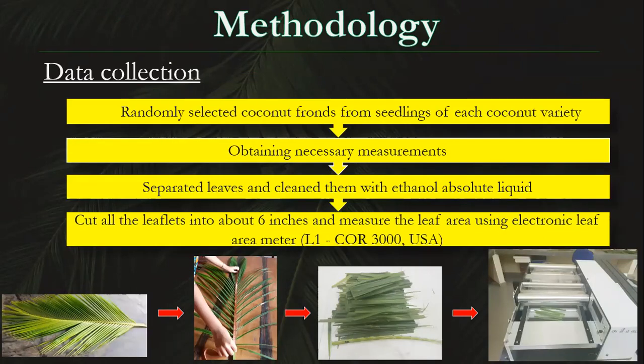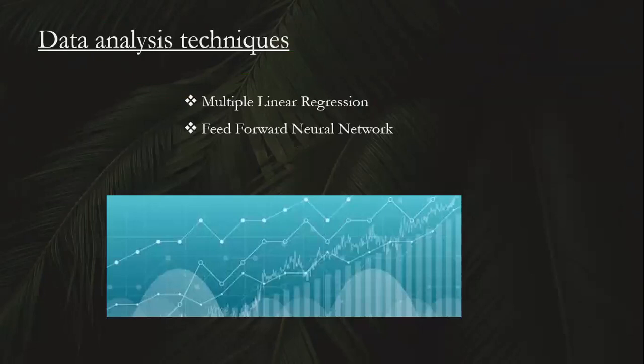In the methodology, I randomly selected 60 coconut fronds from seedlings of each coconut variety and obtained necessary measurements. After that, I separated the leaves and cleaned them with absolute ethanol liquid. Then I cut all the leaves into about 6 inch pieces and measured leaf area using an electronic leaf area meter. Multiple linear regression and feed-forward neural networks were applied as statistical data analysis techniques.